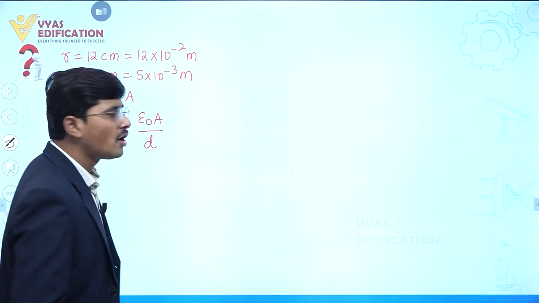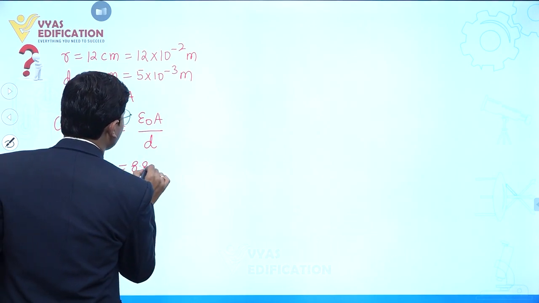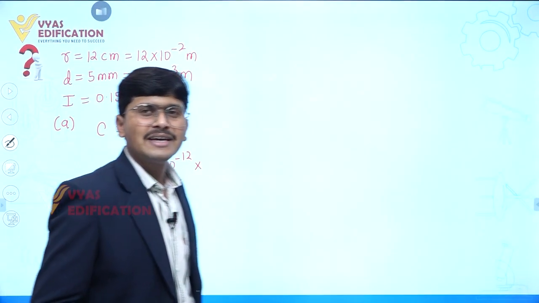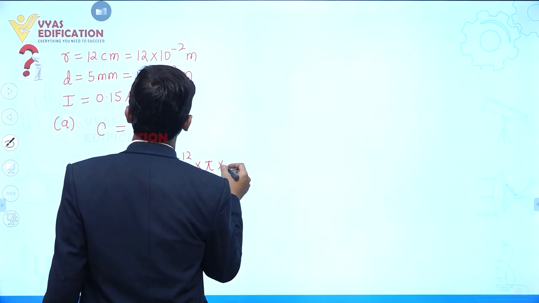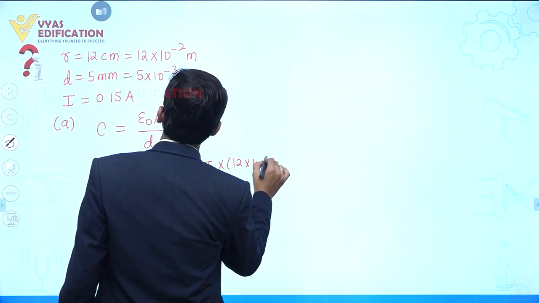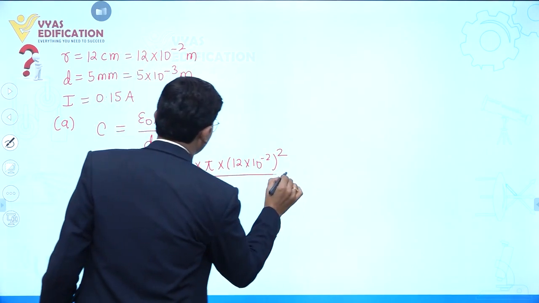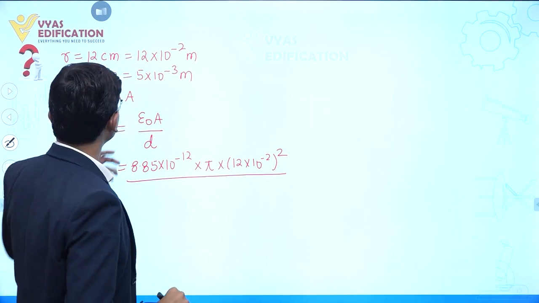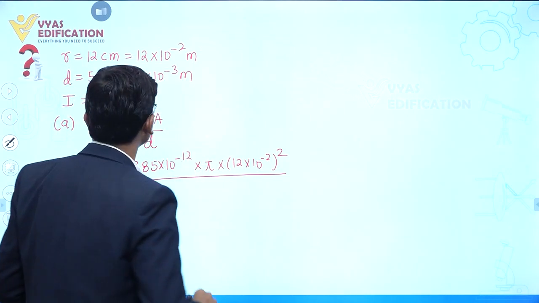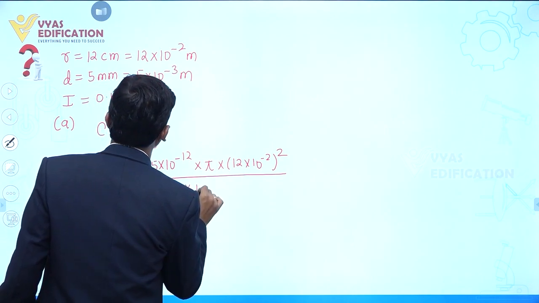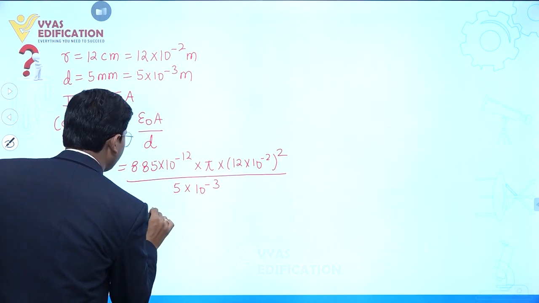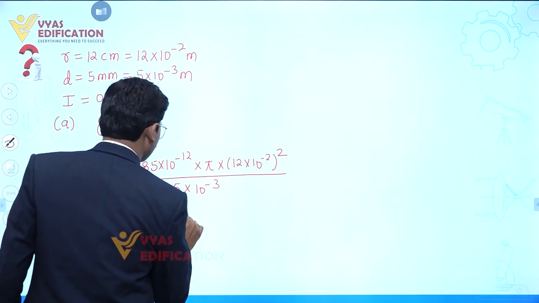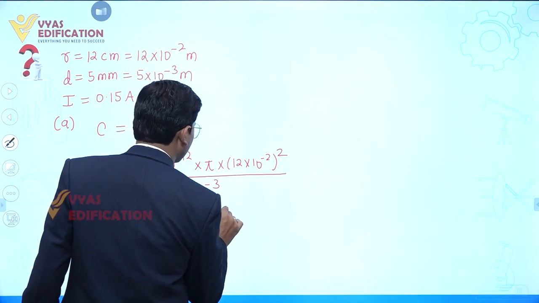Now what is the value of epsilon naught? This is equal to 8.85 into 10 to the power minus 12, multiplied by the area. Radius of the circular plate is given, so the area is pi r square, meaning 12 into 10 to the power minus 2 whole square, divided by d. d means the distance between the parallel plates, which is equal to 5 multiply 10 to the power minus 3 meter. Clear? So this is equal to 8.85 into pi multiply 144 into 10 to the power minus 4.